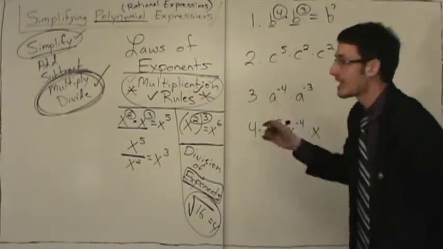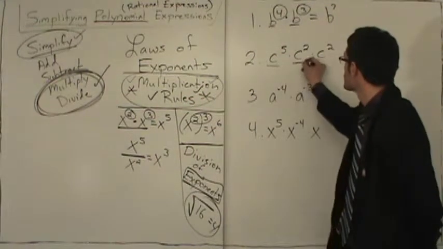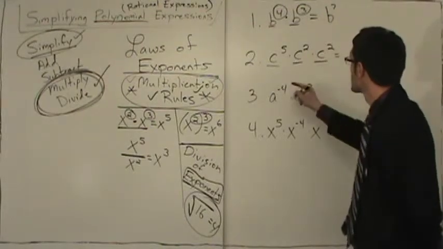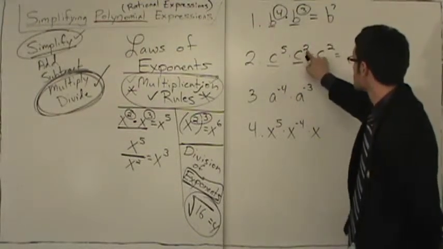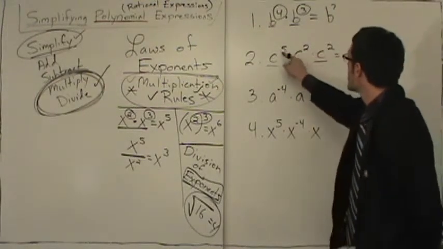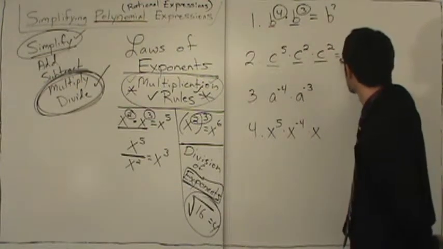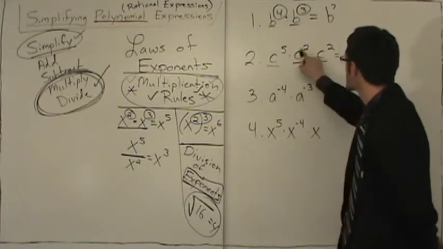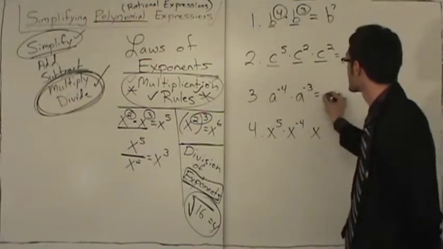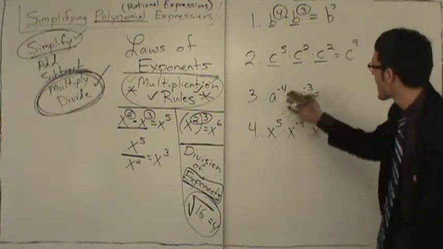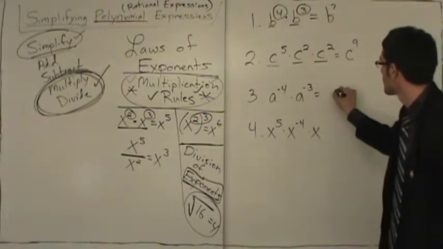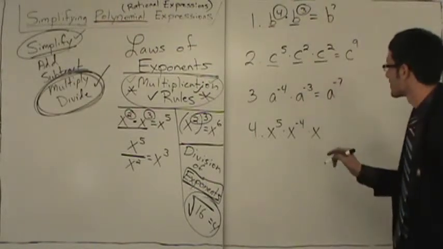I like to say it like this. What is 5 c's times 2 more c's times 2 more c's? Well, that's 5 c's plus 2 c's plus 2 c's, a total of how many c's multiplied together? Well, that's 9 c's. 5 plus 2 is 7 plus 2 is 9. So we're adding the exponents here. Again, same thing. Add the exponents. Negative 4 plus negative 3 gives what? A to the negative 7.